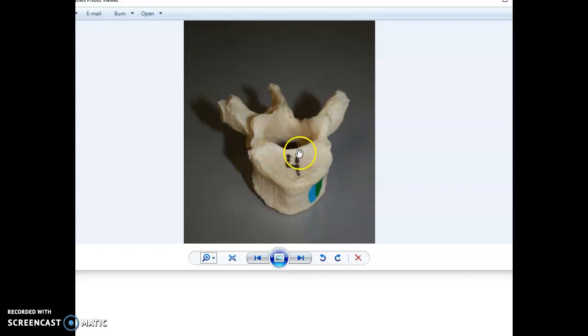Now, coming off of the arch are three processes. These go out to the lateral side, so they're called transverse processes. This one goes to the back, so it's called the spinous process.